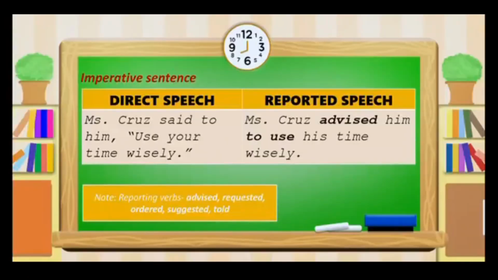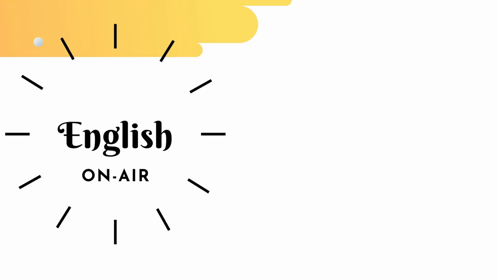In imperative sentences, reporting verbs advised, requested, ordered, suggested, and told are used in the reported speech. We also use the infinitive do in the reported speech. For example, Miss Cruz said to him, "Use your time wisely." When transformed to reported speech, it will be, Miss Cruz advised him to use his time wisely.